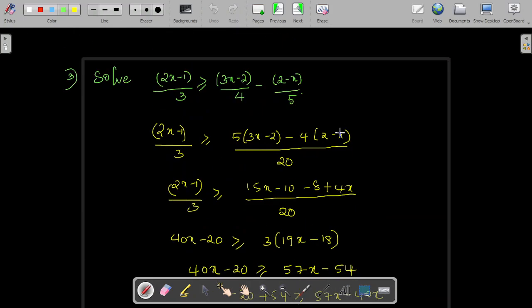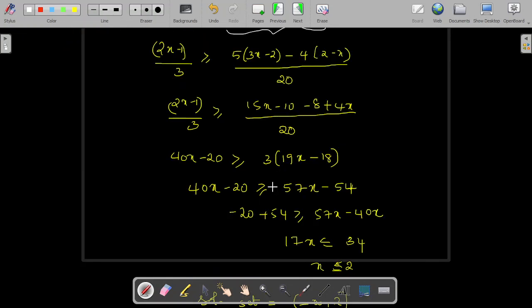Let us solve one more, last problem. Solve (2x minus 1) divided by 3 is greater than or equal to (3x minus 2) divided by 4 minus (2 minus x) divided by 5. Keep the LHS as it is until you simplify the RHS. 20 is the LCM, so multiply by 5 here and by 4 there. So 5 into (3x minus 2) minus 4 into (2 minus x). (2x minus 1) divided by 3 is greater than or equal to (15x minus 10 minus 8 plus 4x) divided by 20.